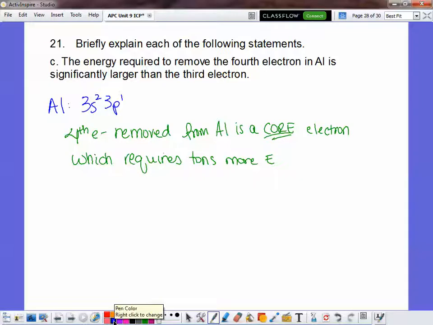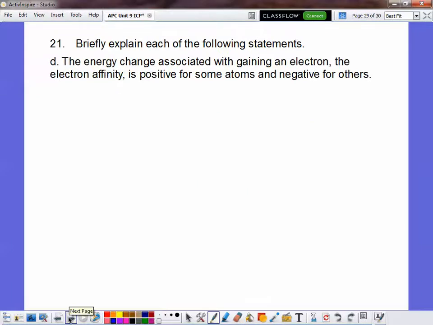All right, and then the last one I said we were going to do together because it's actually talking about something we have not gone over, which we're going to do very quickly because we're almost out of time. So, briefly explain this: the energy change associated with gaining an electron, which is called electron affinity, is positive for some atoms and negative for others.